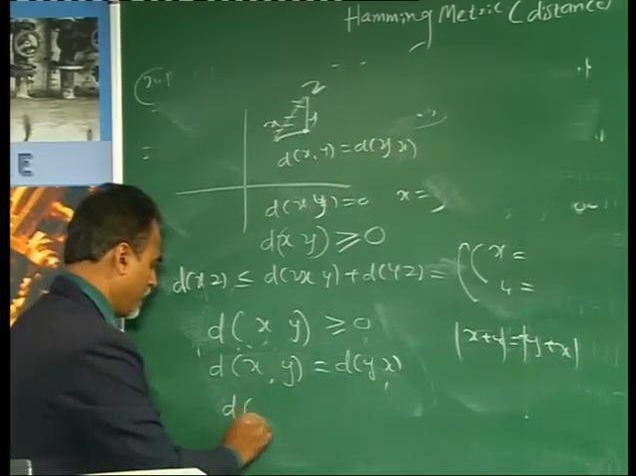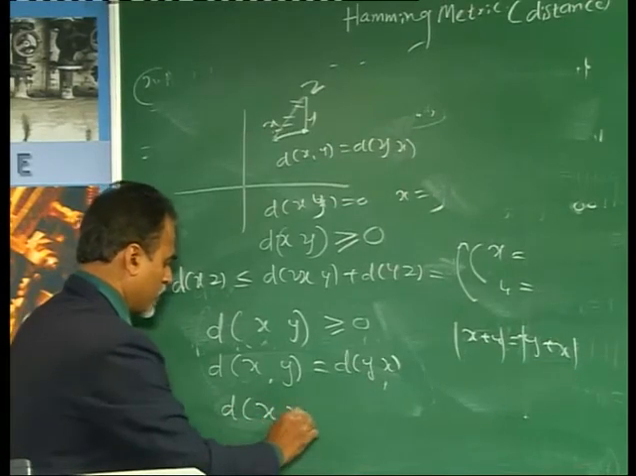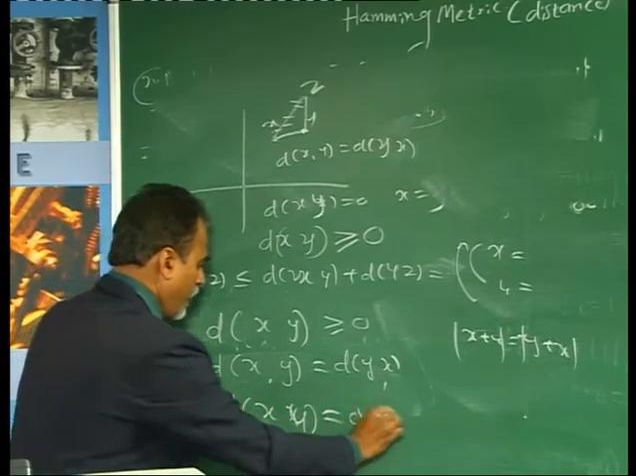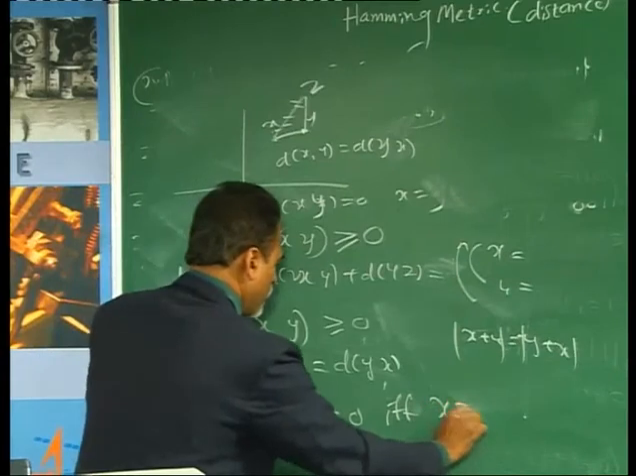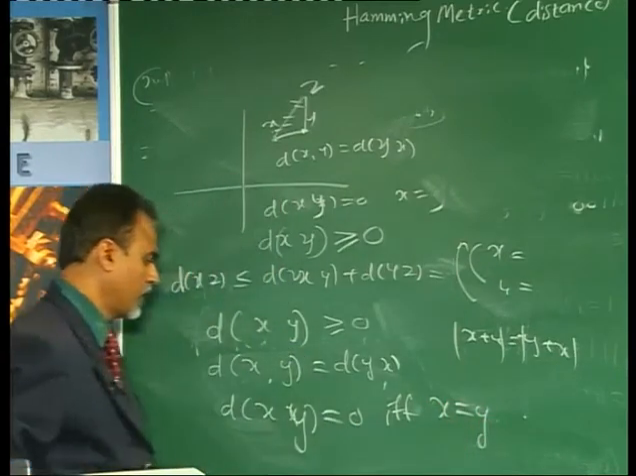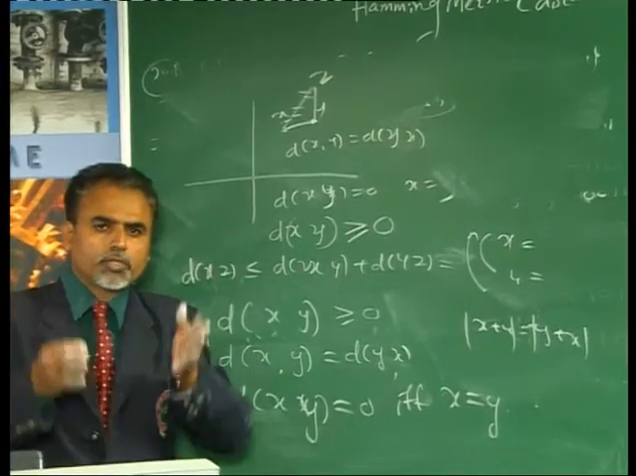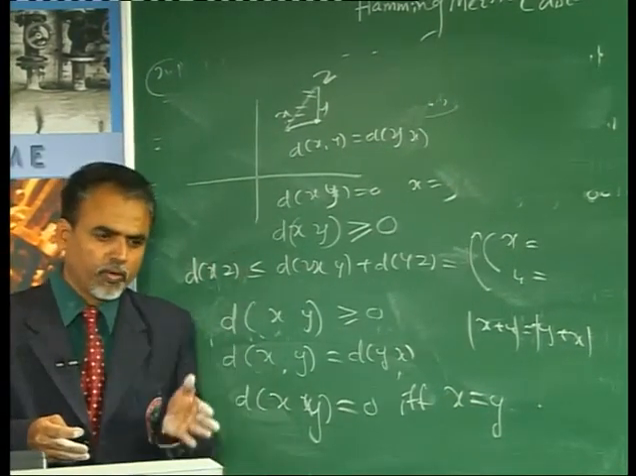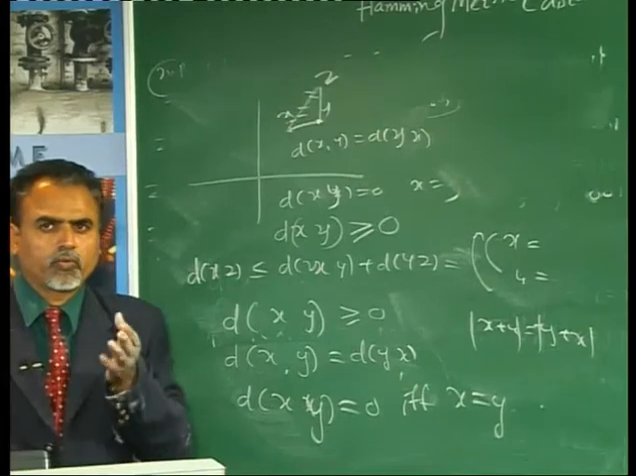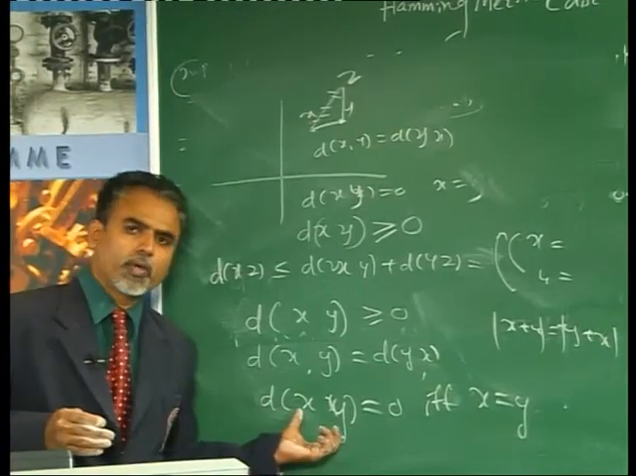Similarly, the distance of x to y is 0 if and only if x equals y. That is very obvious: if x is not equal to y, if all the positions are not the same, where x1 equals y1, x2 equals y2, up to xn equals yn, then the distance cannot be 0.